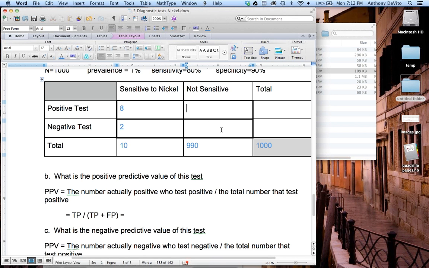Okay, so now you've got 990 people that don't have the disease in this population. The sensitivity is 80%. The specificity is 90%, so we're going to get it right 90% of the time. We're actually going to get a negative test 90% of the time for these 990 people. So what's 90% of 990? 891, right? Am I right?